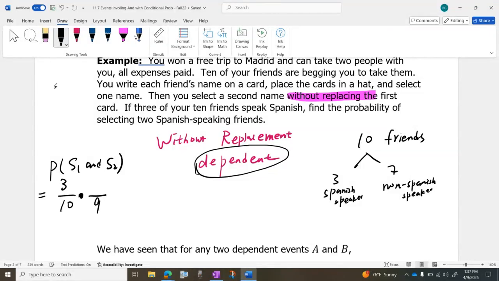But this time, your sample space shrunk. You do not have 10 cards in the hat anymore. You only have 9 cards left because you did it without replacement. That makes sense. If you already chose it, what if you pick the same person both times? Then it doesn't work, right? So it has to be without replacement. So when you pick the second friend, you are picking from the remaining 9 friends. Among the remaining 9 friends, how many of them speak Spanish?